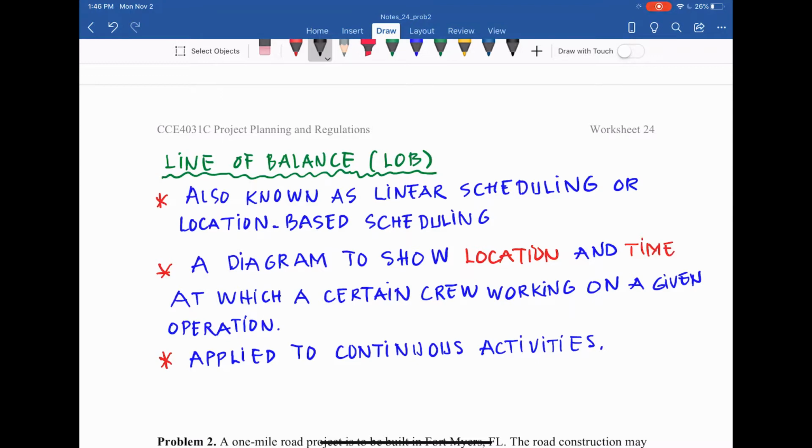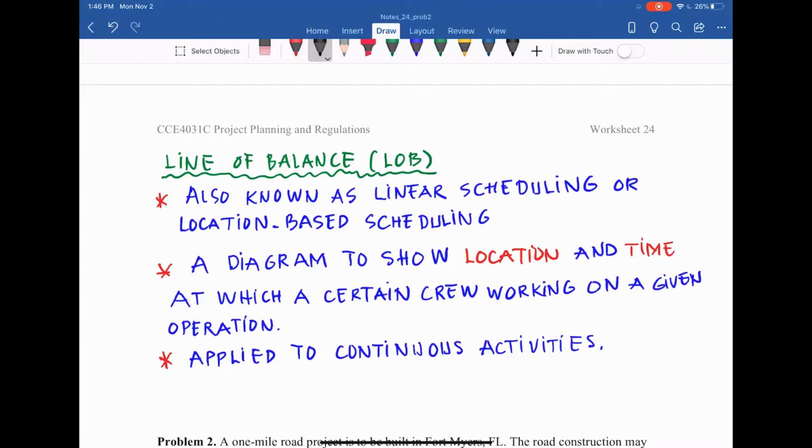operation. So as you can see, previous scheduling methods like Gantt chart, AOA, activity on arrow, or PDM, precedence diagramming method, activity on node, only show the activity with time, the duration. But in this case, they show the location and time at which a certain crew is working on a given operation. So it's not only time, it has location. That's why it's called location-based scheduling for line of balance.